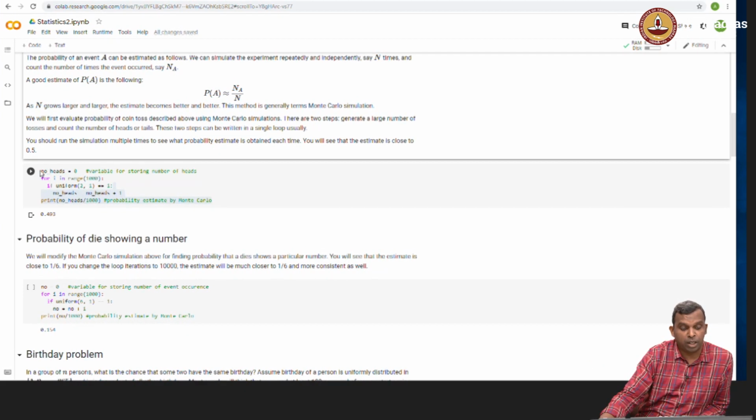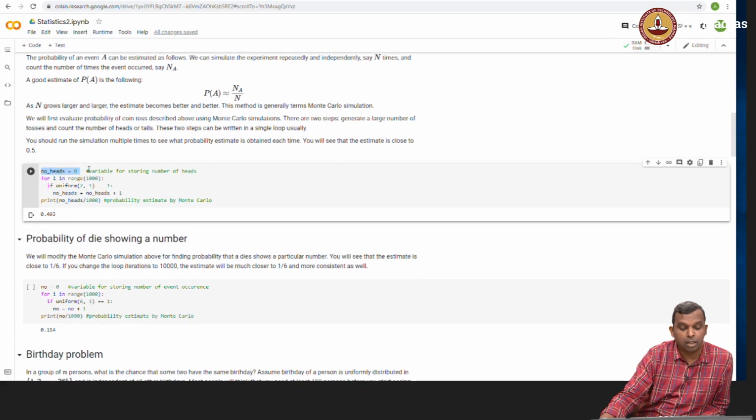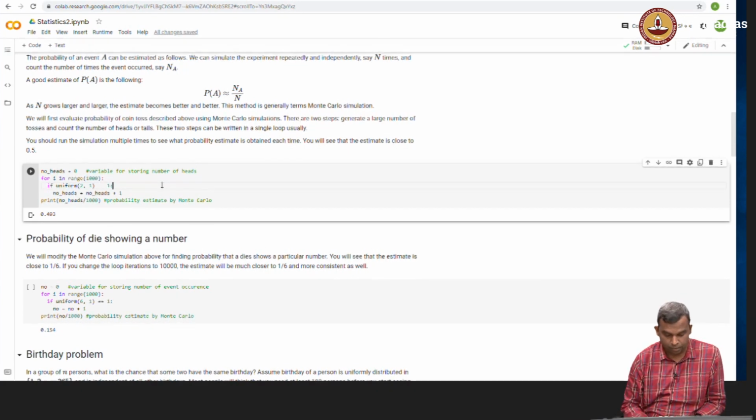Notice what I'm doing here, I'm counting. This is where I count the number of heads. The number of heads starts at 0, and for i in range, this is basically repeating a loop 1000 times. Every time I repeat this loop, I generate a coin toss and check if it is equal to heads. That is the part which checks if the coin toss is equal to head. Maybe I can write that down here.